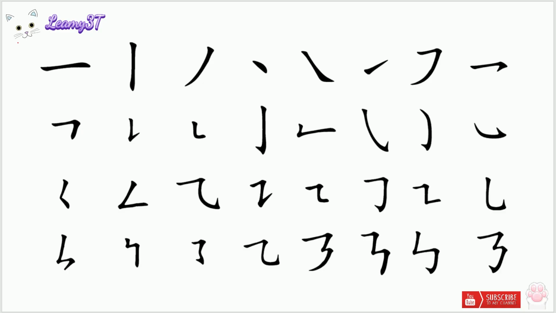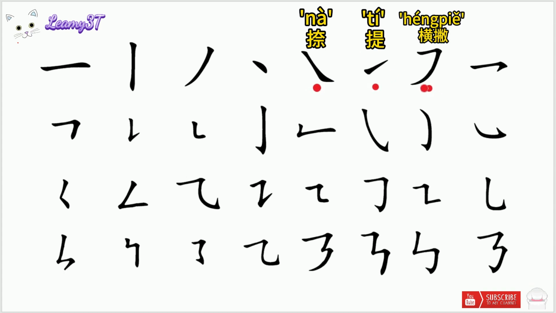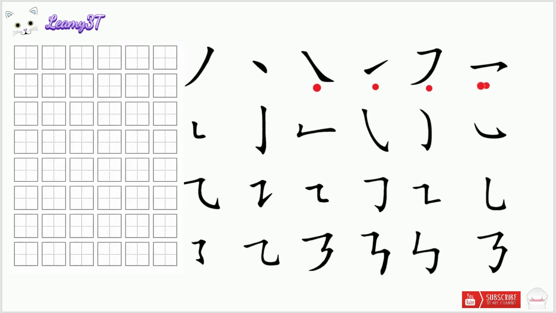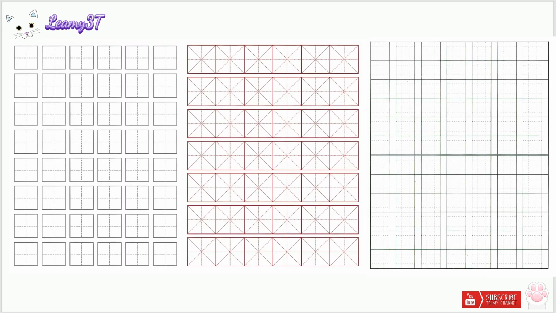Hello everyone, welcome to the second class. Today we're going to learn another 4 basic strokes. They are 捺, 提, 横撇, and 横勾. Now please get to your grade notebook. Let's start. First, we're going to write 捺.